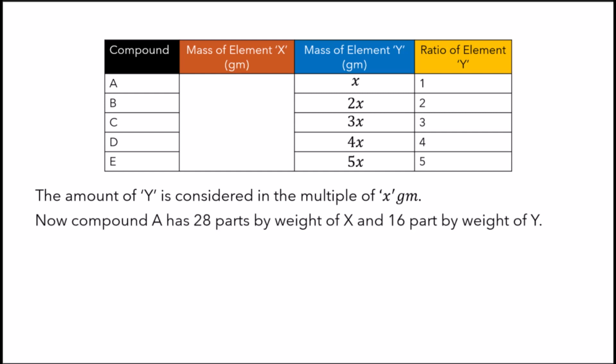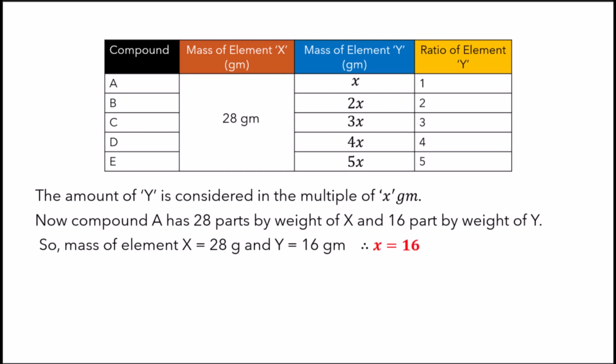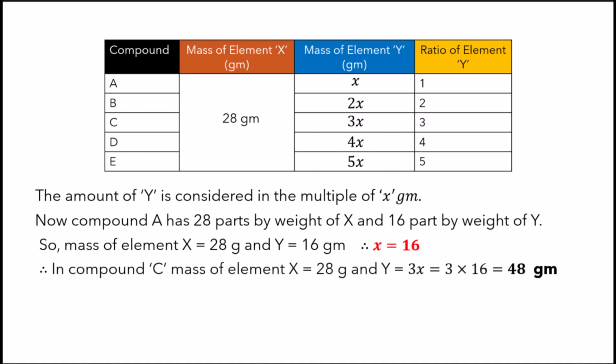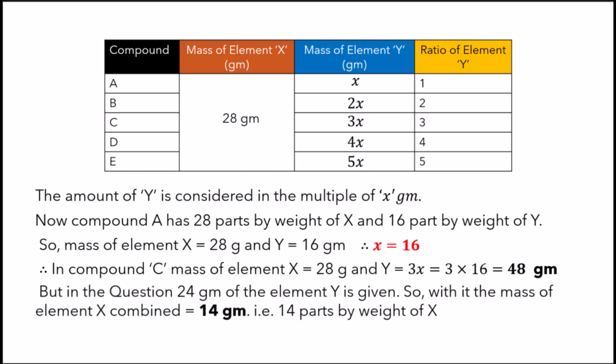In the question it is given that compound A has 28 parts by weight of X and 16 parts by weight of Y. That is, 28 gram of X combined with 16 gram of Y, and so for that reason we assume X equals 28 gram, Y equals 16 gram. In that way, in compound C, we have 48 gram of Y combined with 28 gram of X. But in the question it is written that we have only 24 gram of Y, and so 24 gram of Y combined with half of the X, that is 14 gram of X, and 14 gram means 14 parts by weight of X. So the correct answer is 14 parts by weight of X.